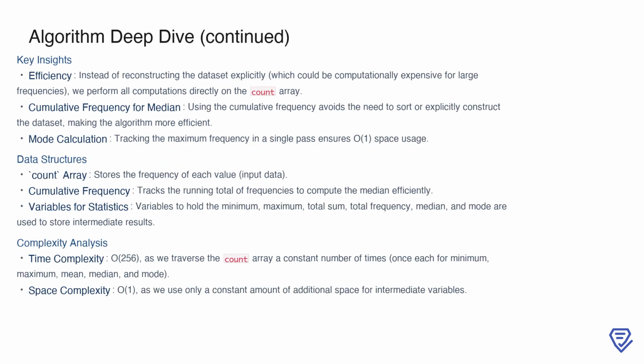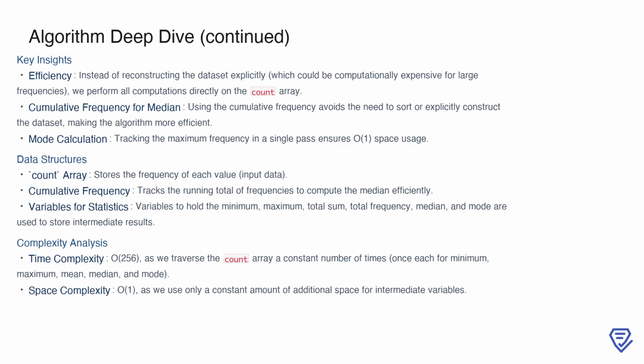The key insight here is the efficiency of working directly with the count array rather than reconstructing the dataset explicitly, which would be computationally expensive. For example, using cumulative frequency to calculate the median allows us to avoid sorting or explicitly creating the dataset, which significantly optimizes the algorithm. Similarly, calculating the mode in a single pass ensures minimal space usage.